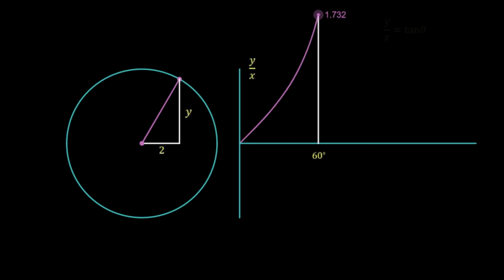Mathematically, we can write y divided by x is equal to tan theta. We can rearrange this such that y is equal to x tan theta. We can put our values in for 2 for the length x and 60 for the angle theta, such that 2 tan 60 will give you the value 1.732. Let's look at some more examples.